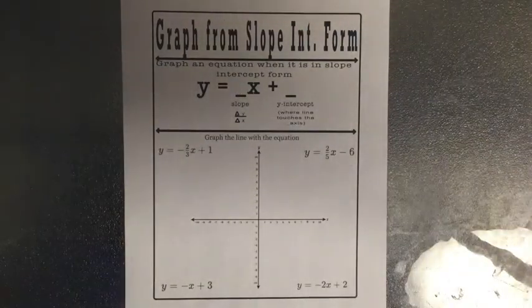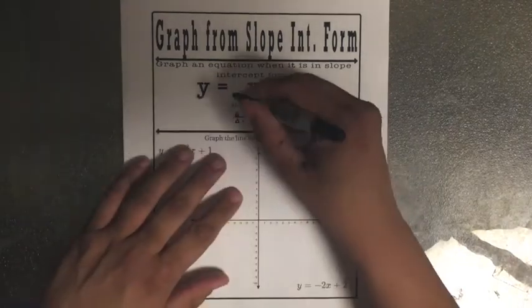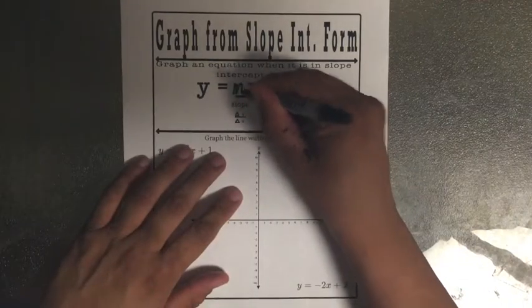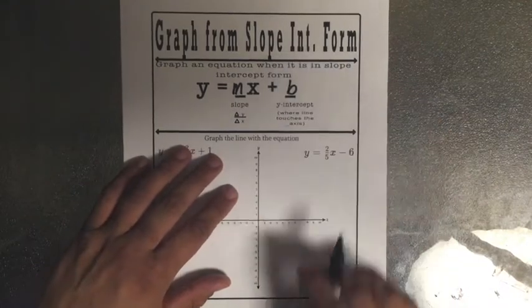So in this lesson, we're going to talk about graphing a line from the slope-intercept form. The slope-intercept form is a form of an equation. So we're going to graph an equation when it is in slope-intercept form. The slope-intercept form of an equation is y equals m x plus b.